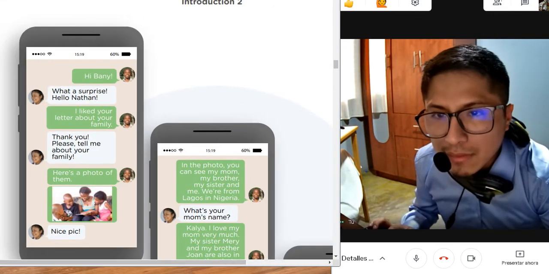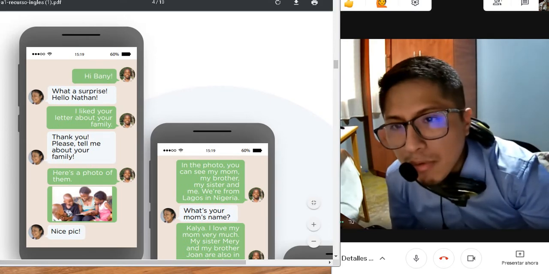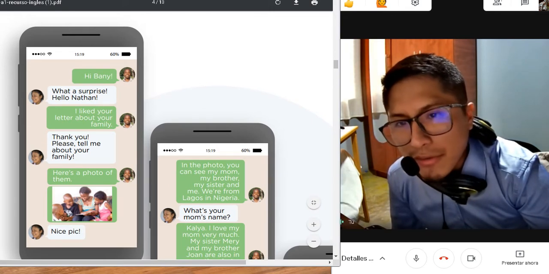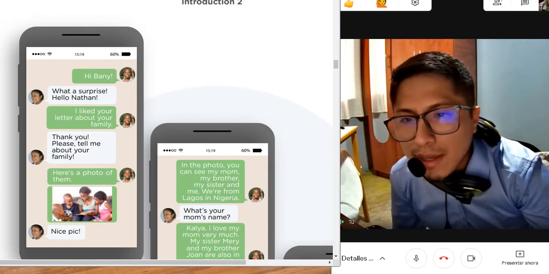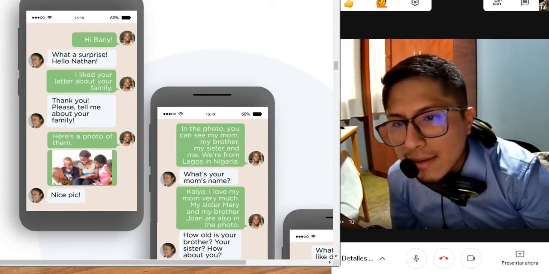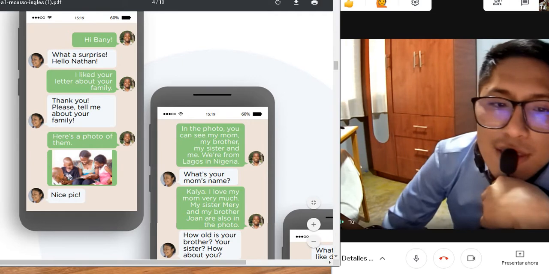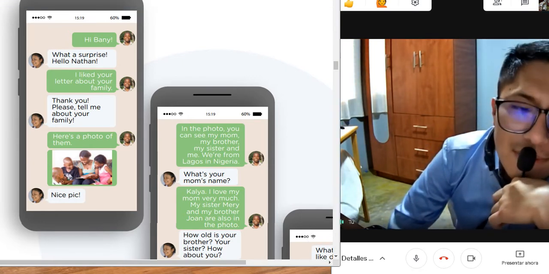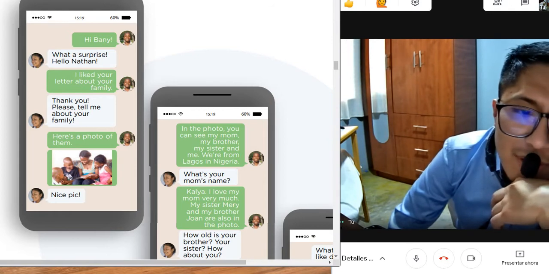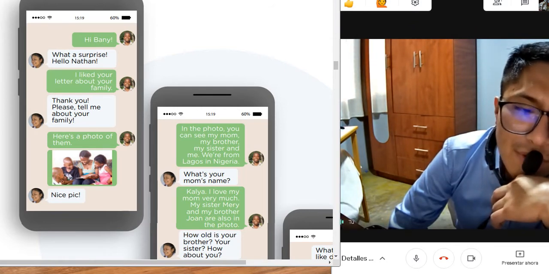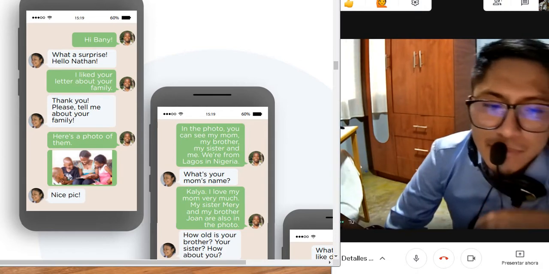Bunny and Nathan. Hi, Bunny. What a surprise. Hello, Nathan. I liked your letter about your family. Thank you. Please tell me about your family. Here's a photo of them. Nice pic. In the photo, you can see my mom, my brother, my sister, and me. We're from Lagos in Nigeria. What's your mom's name? Kalja. I love my mom very much. My sister Mary and my brother John are also in the photo.